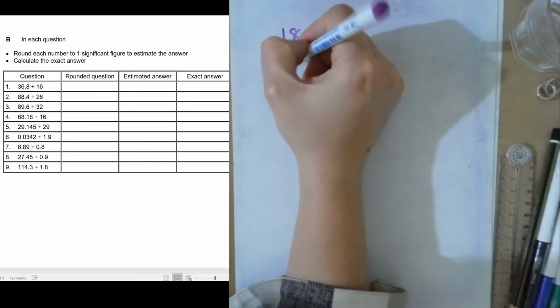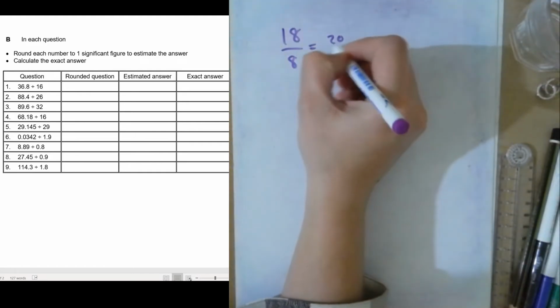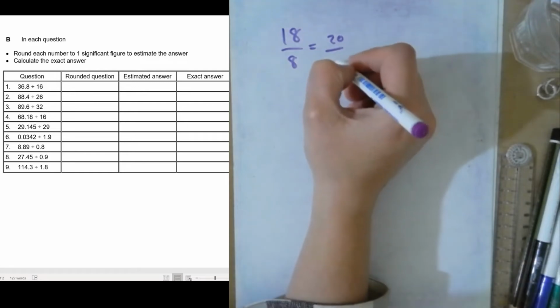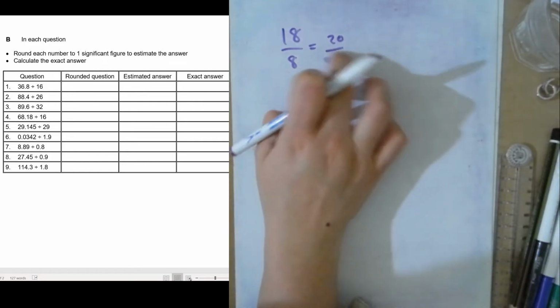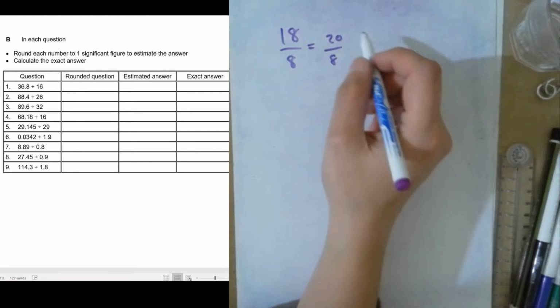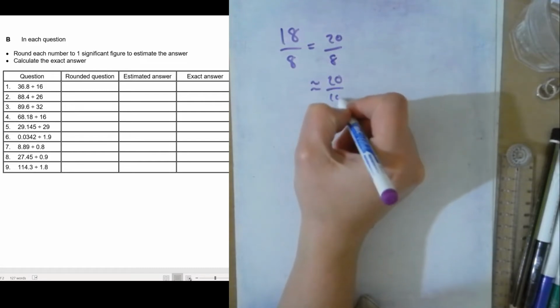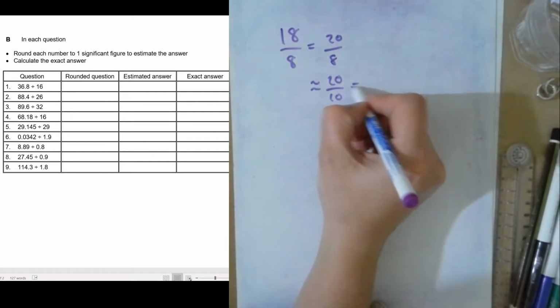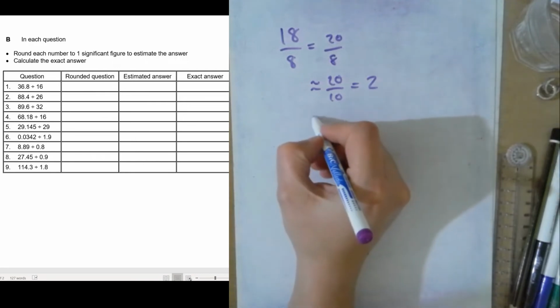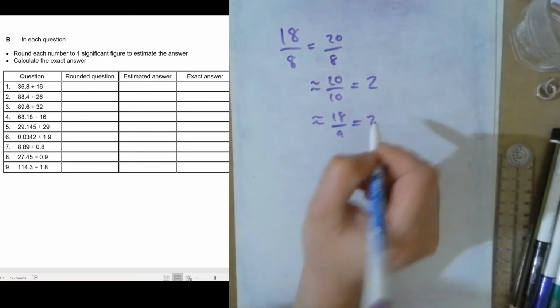18 over 8. Would I round that to 20 over... well, you wouldn't say 10 because it wouldn't go to 10. You'd say 8, right? So otherwise, what I would do with this one is you might think 20 over 10, which would get you a nice answer of 2. Or alternatively, you'd think 18 over 9 would equal 2, okay?